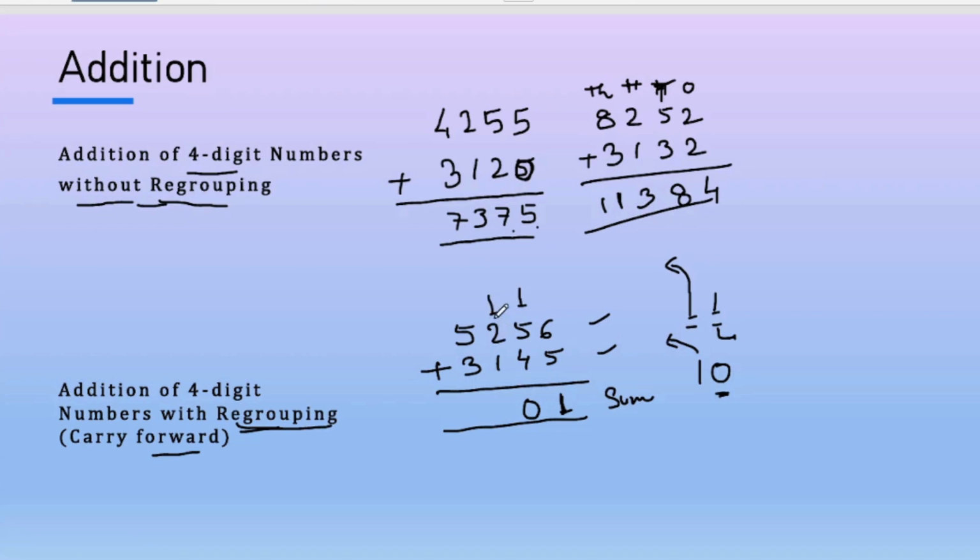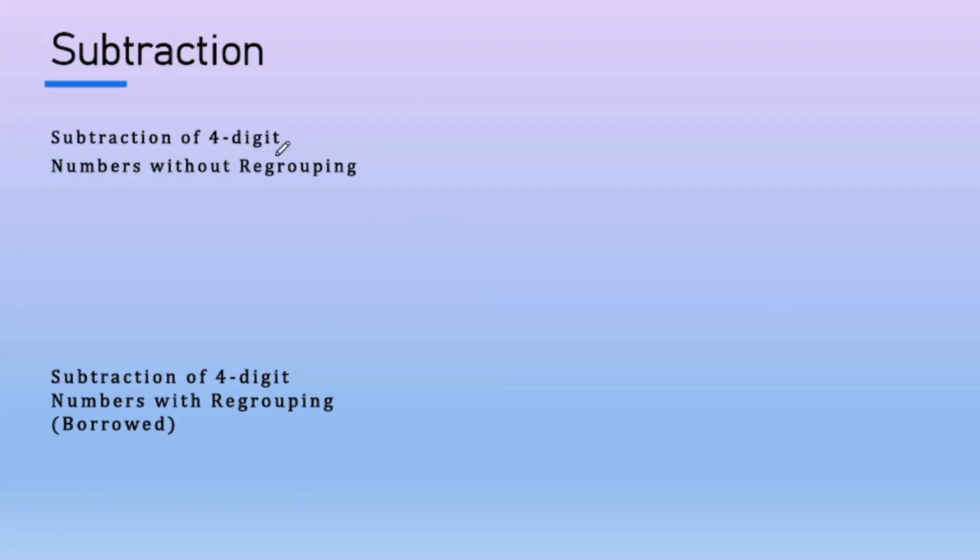Now let's add these three numbers. 1 plus 2 is 3. 3 plus 1 is 4. And then 5 plus 3 is 8. It's so simple. So this is how you do addition of 4-digit numbers with regrouping, that is carry forward. You add whatever is there on the ones place, unit place, you write that and the tens place gets carry forward. Okay, next is subtraction.